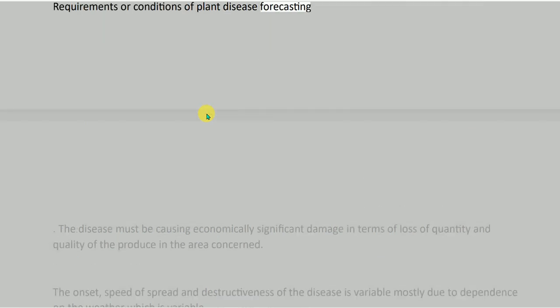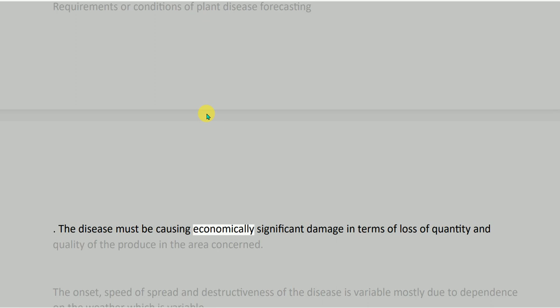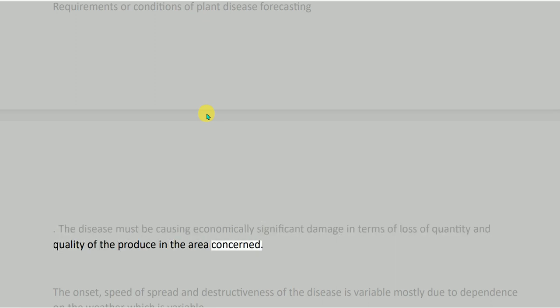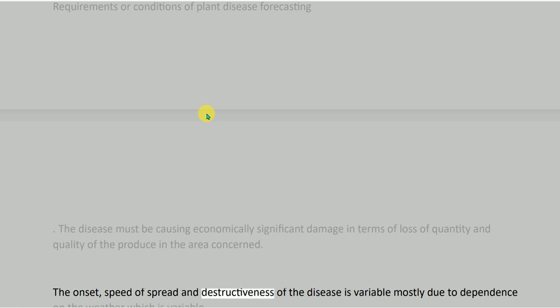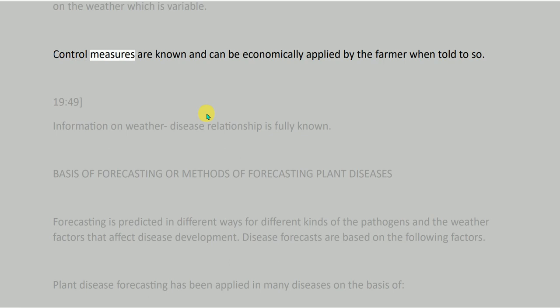The disease must be causing economically significant damage in terms of loss of quantity and quality of the produce in the area concerned. The onset, speed of spread and destructiveness of the disease is variable, mostly due to dependence on the weather, which is variable. Control measures are known and can be economically applied by the farmer when told to do so. Information on weather-disease relationship is fully known.